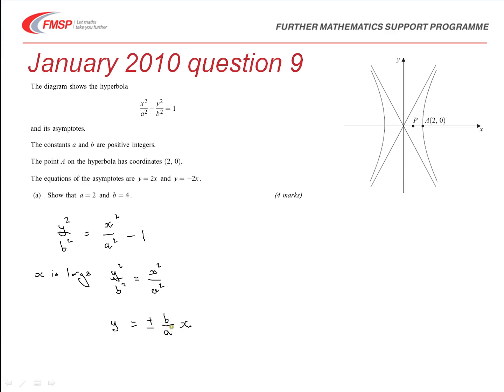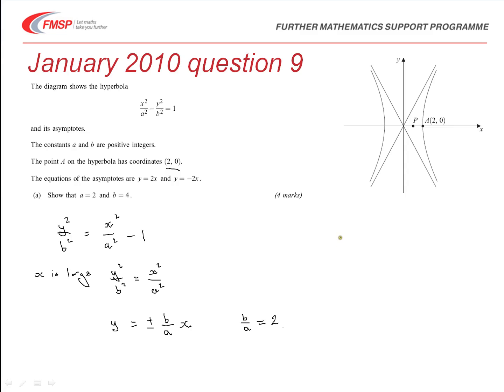So b over a corresponds to a value of 2 in the asymptotes that we've been given. So that gives us the ratio of a and b. Now the other key thing we were given is the fact that the point (2, 0) is a point on the curve. So we're going to need that in order to find one of these two values of b and a.